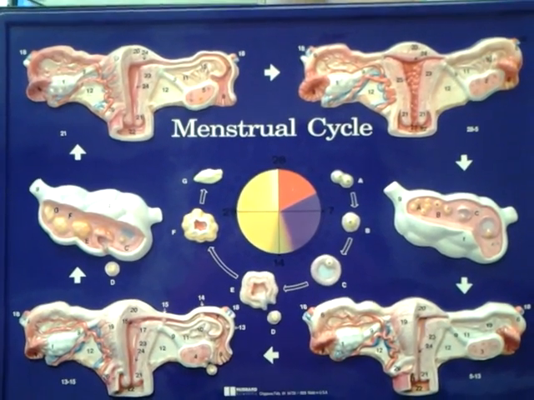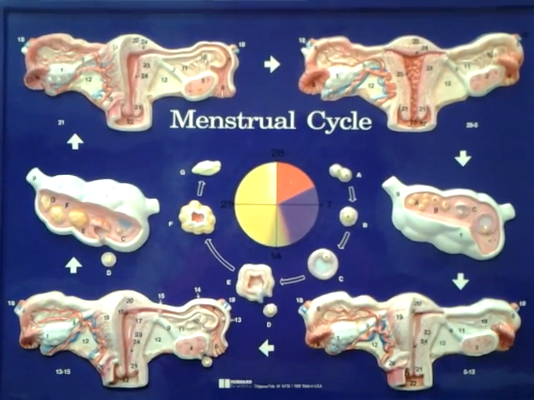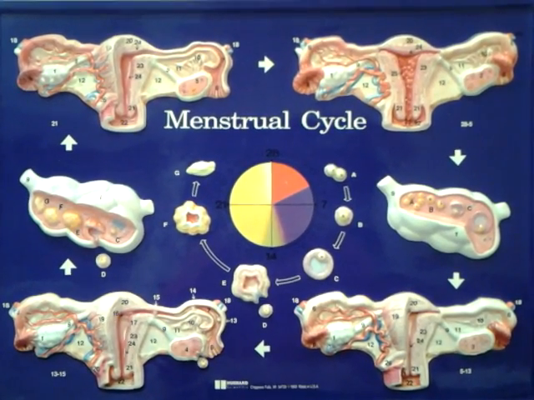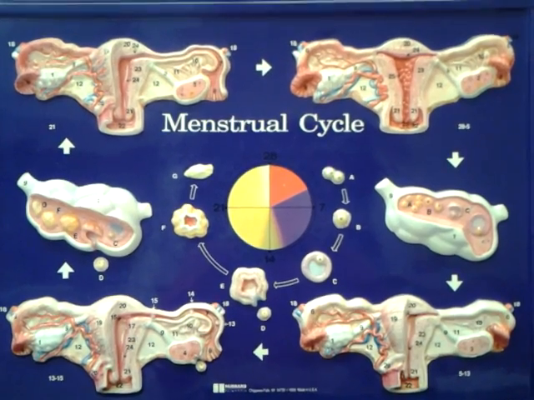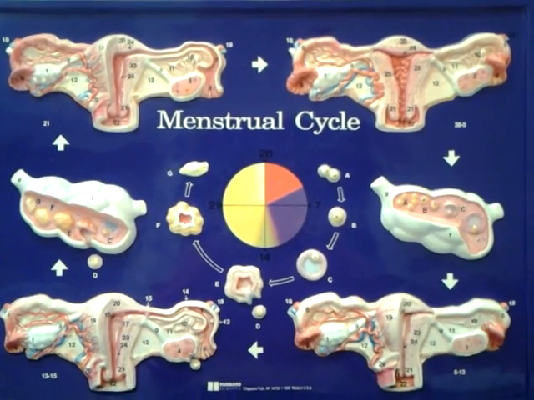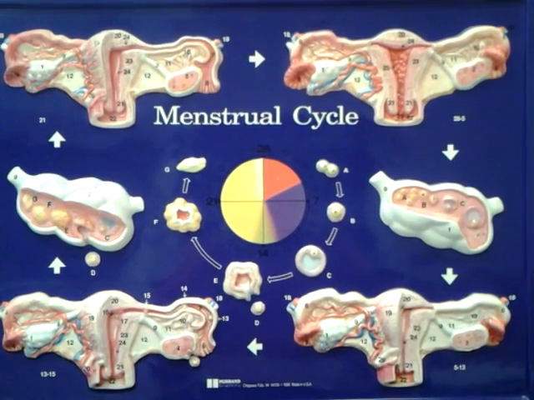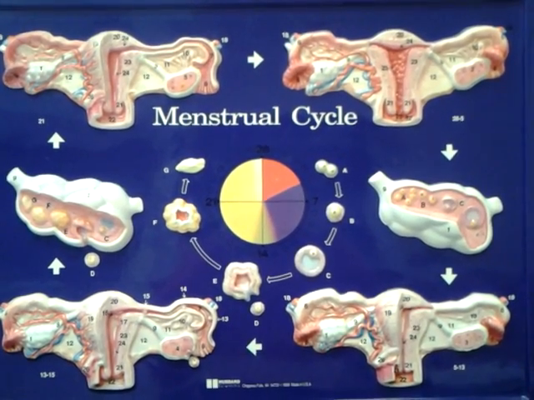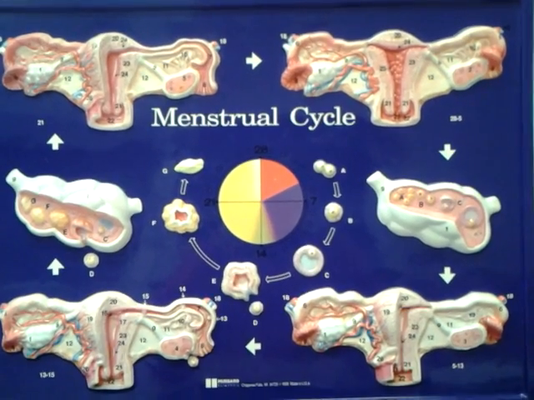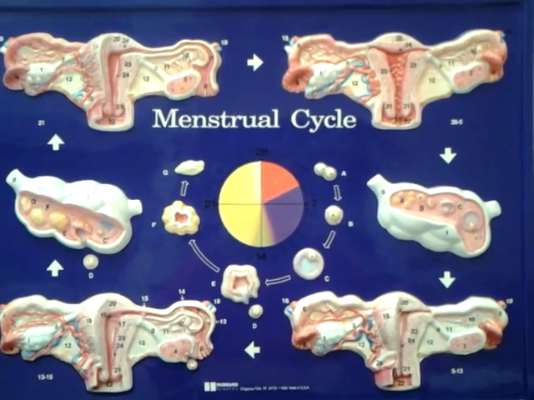Menstruation takes place between days 28 and 5. Pre-ovulatory or the proliferative phase happens between days 5 and 13. Ovulation happens between days 13 and 15. And day 21 starts post-ovulatory or the secretory phase.